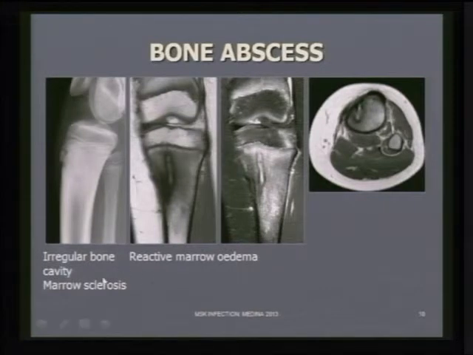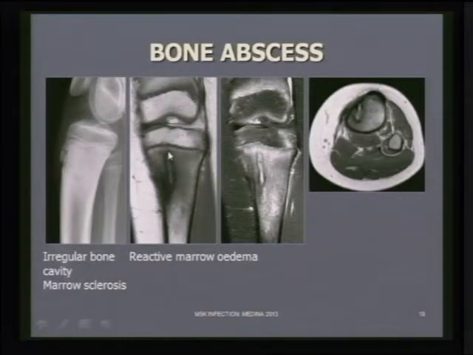On the lateral plane radiograph, it's difficult to actually appreciate the lesion itself, but we do see some marrow sclerosis, comparing the metaphysis to the diaphysis and the epiphysis. What we see on the coronal T1 weighted image, marrow sclerosis and edema manifest by some loss of medullary signal on T1, increased signal on STIR, and an irregular elongated bone cavity surrounded by a sclerotic margin here.